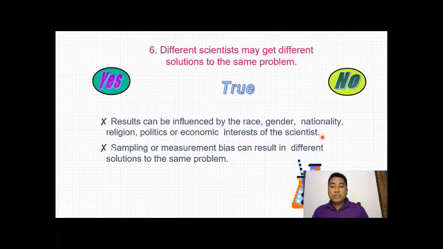Okay, so results can be influenced by the race, gender, nationality, religion, politics, or economic interest of the scientist. If the scientist has a different belief and proceeds with a different solution, he or she could arrive at a different answer from the same question or problem. Sampling or measurement bias can result in different solutions to the same problem. Okay, so it's just the same thing.